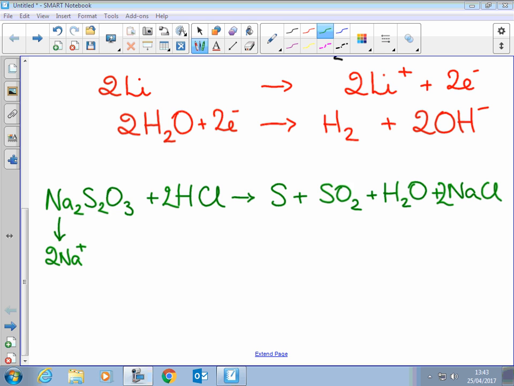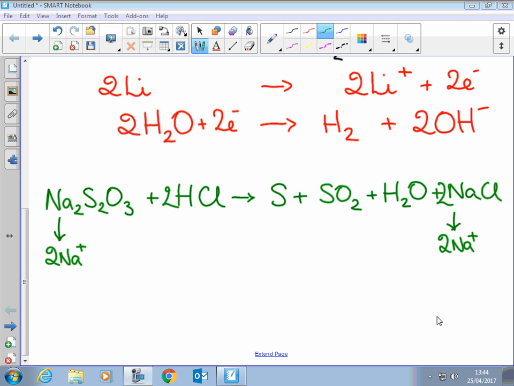Two S's on the left, two S's on the right, three oxygens. I think we're all right. But we've got two Na pluses here, and what we've got over here, of course, is two Na pluses. So they don't get involved. They don't actually do anything. They're not reduced. They're not oxidized. They don't gain electrons. They don't lose electrons. So they're not considered as part of the reaction.